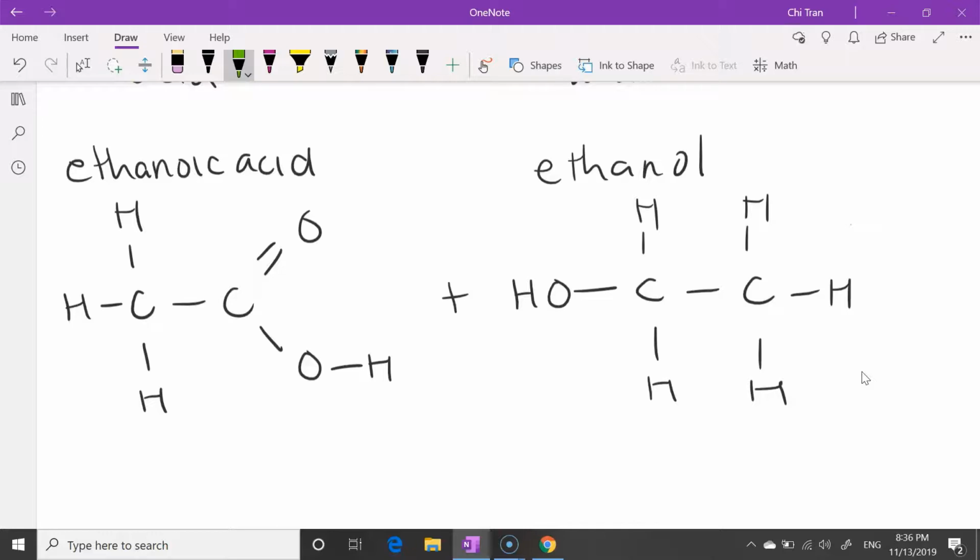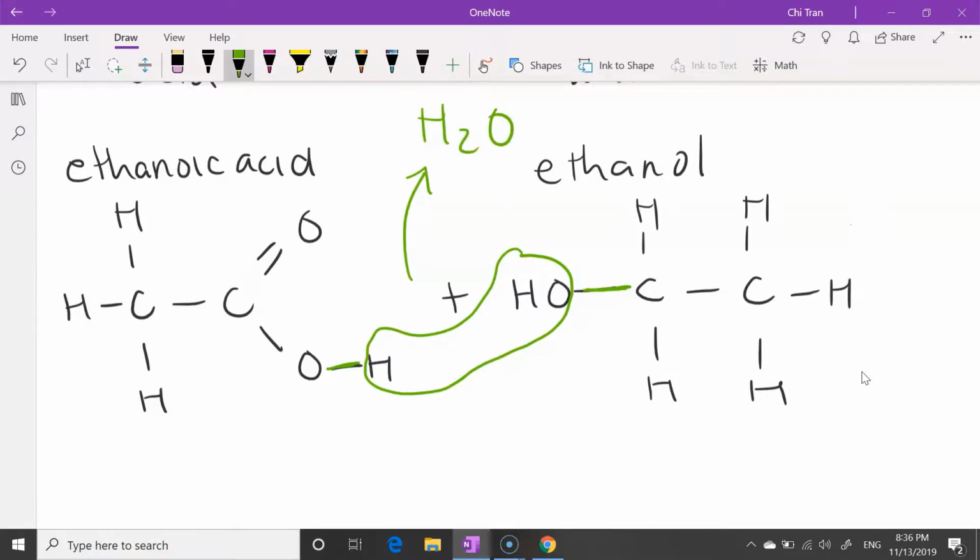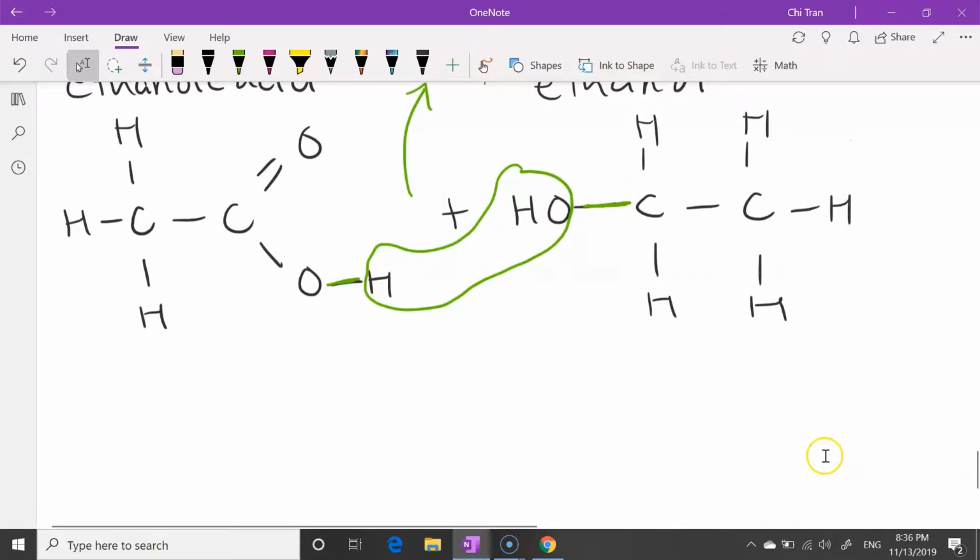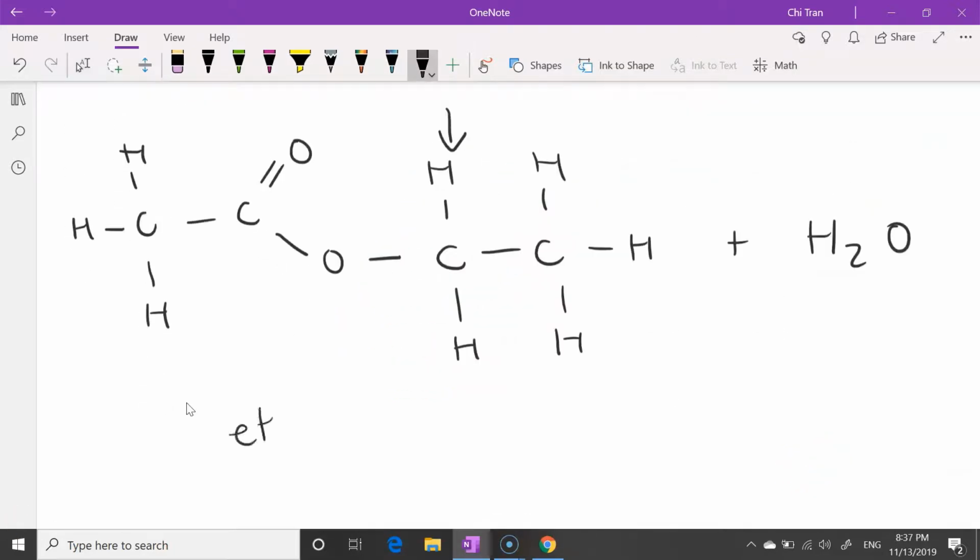And so what happened is the bond between oxygen and hydrogen in ethanoic acid, highlighted in green, and the bond between oxygen and carbon in ethanol, it's going to bond together, and the H and OH will actually be removed and create water. So as the product, we get ethyl ethanoate that looks like this, and water as well.